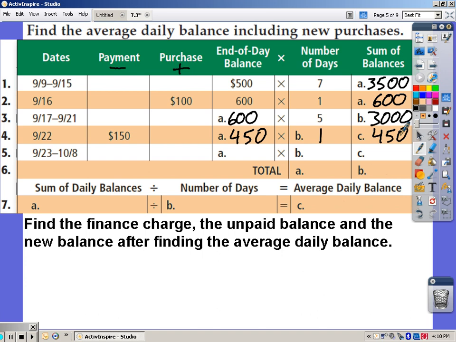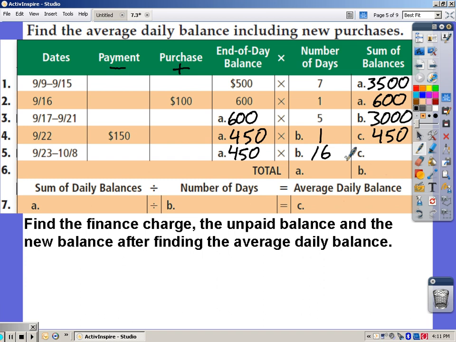All right, now, from 9/23 to 10/8, I had nothing going on for payments and purchases. I carry my balance down at 450. How many days is 9/23 to 10/8? Well, September has 30 days, not 31. 30 minus 23 is 7, but you always have to add that 1 on. So there's 8 days in September, and this goes through the 8th, so that's another 8 days. 8 and 8 is 16 days.